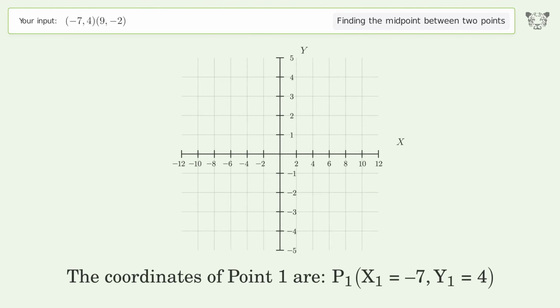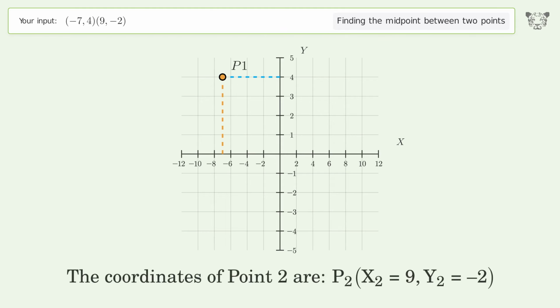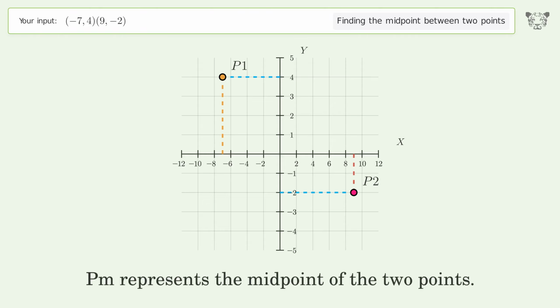The coordinates of point 1 are, x1 equals -7, y1 equals 4. The coordinates of point 2 are, x2 equals 9, y2 equals -2. PM represents the midpoint of the 2 points.